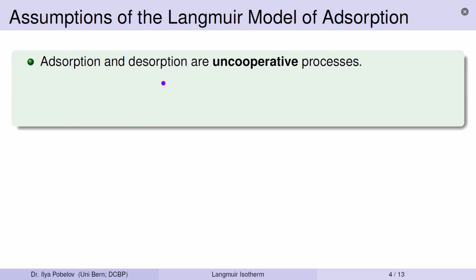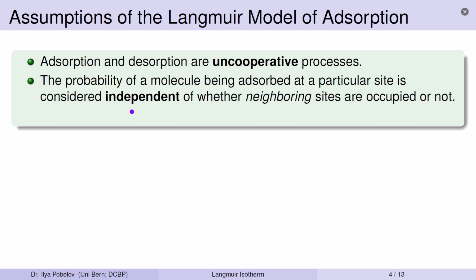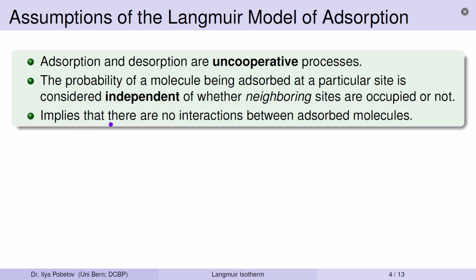Adsorption and desorption are uncooperative processes. It means that the probability of a molecule being adsorbed at a particular site is considered independent of whether neighboring sites are occupied or not. This assumption implies that there are no interactions between adsorbed molecules.